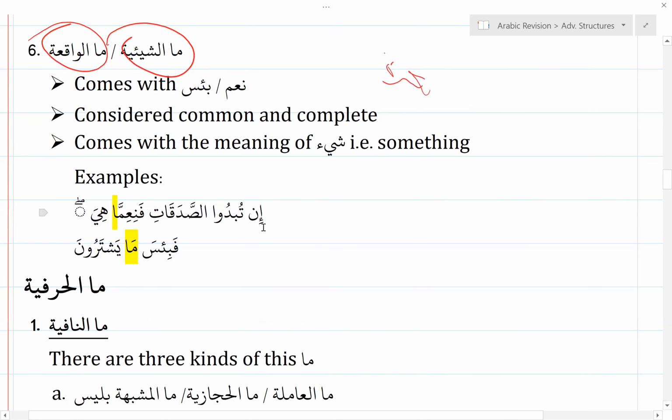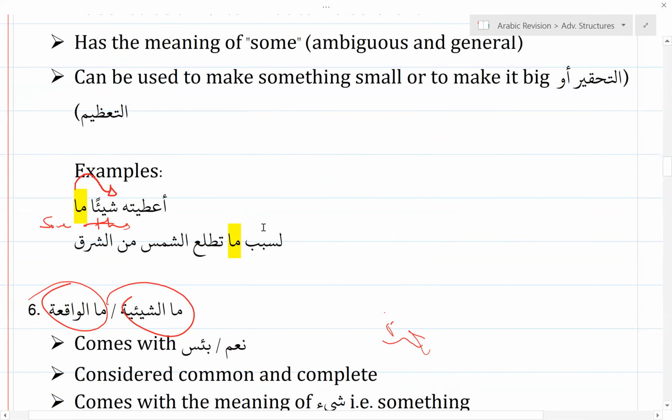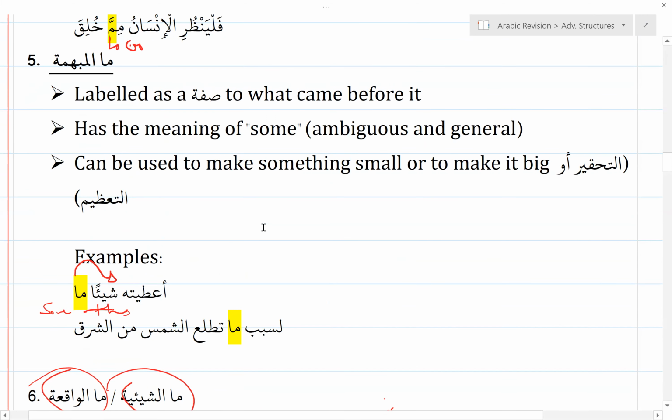No, Sister Ram, I have just a doubt in the ma mubhama. Ma mubhama is considered as a sifa to whatever came, either it be ism or jumla ismiya or jumla fi'liya, right? It's going to come with an ism before it. So for example, sababin ma, some reason. Shay'an ma, something. Yawman ma, someday. It's always going to come with an ism. Okay, only ism. Okay.